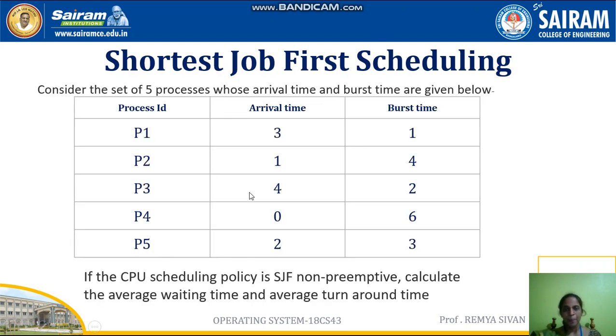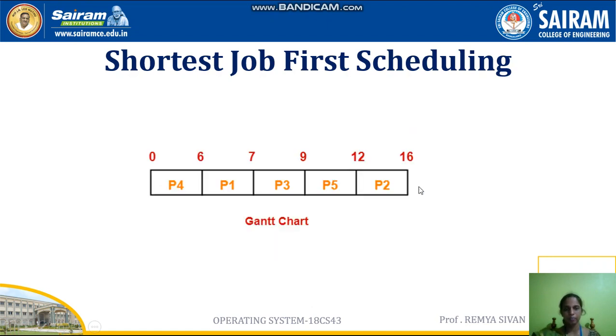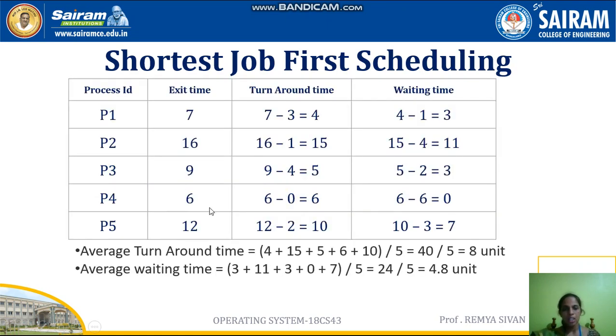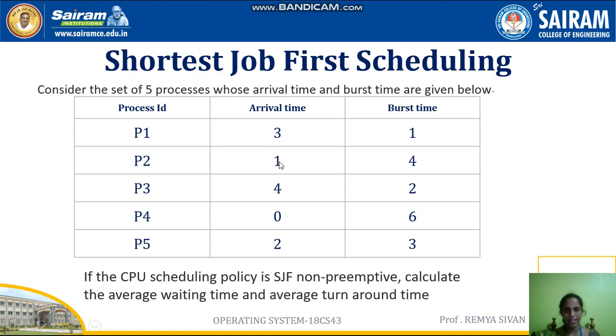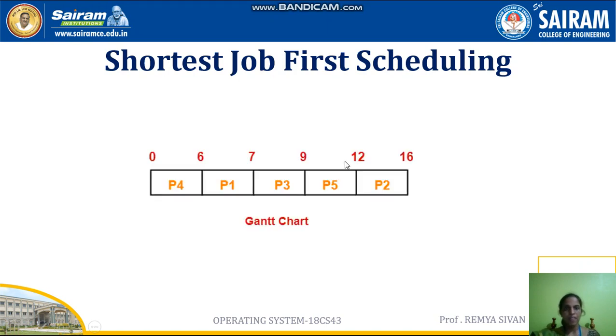Then P3 is there, P2 is there, P5 is there. Which has the least burst time? P3, right? So P3 will be executing for the next 2 milliseconds, 7 to 9. After 9, P5 and P2 are there. P5 requires 3 milliseconds, P2 requires 4 milliseconds. So P5 will be executing for the next 3 milliseconds, which means at 12 P5 will complete.